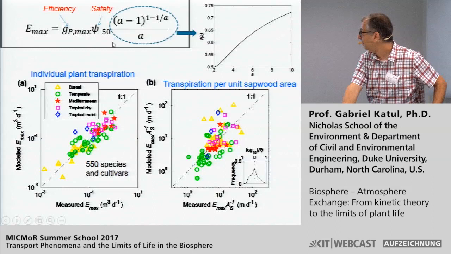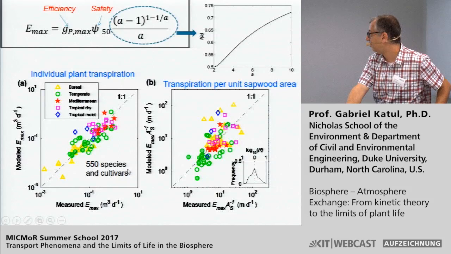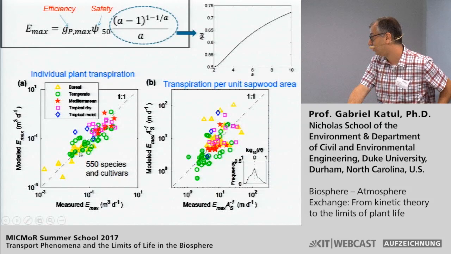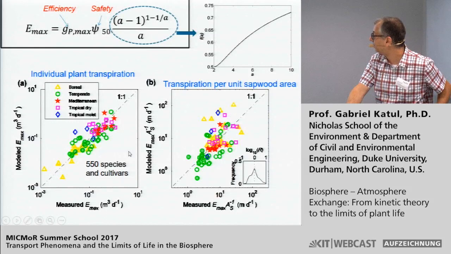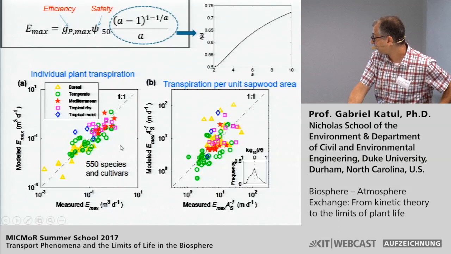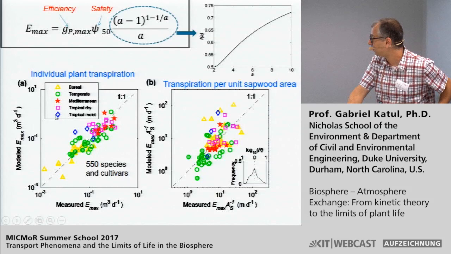So how well does this model compare to data sets? So again, Stefano is able to mine the literature big time, and he was able to derive something like 550 vulnerability curves. And then he lumped these vulnerability curves for the different species in climatic zones: boreal, temperate, Mediterranean, tropical, and tropical moist and tropical dry. And then what he did is he basically found what would be the maximum transpiration rates for those species. Okay, so this was completely independent measures. They're not even the same experiments, not even the same location.